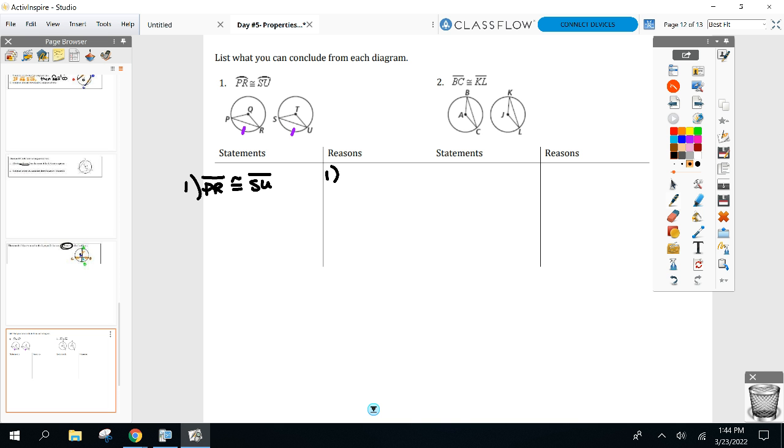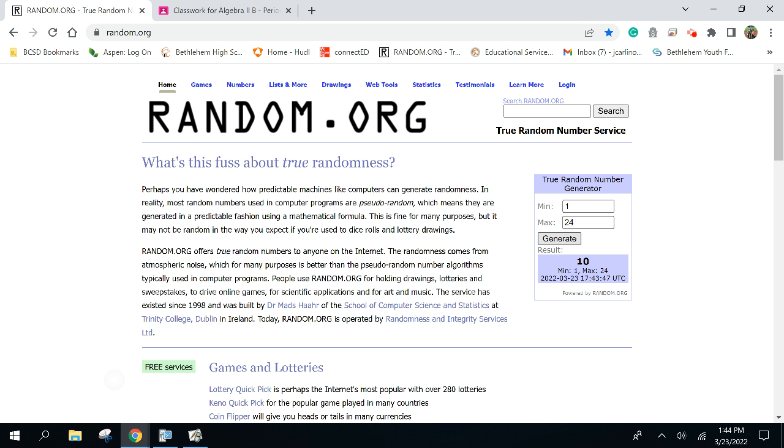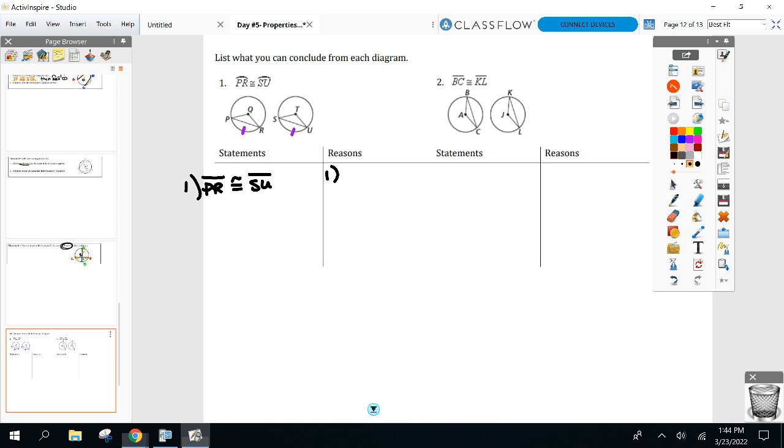What if I need this tomorrow in my proof? What am I going to write in the reasons column? What did you know? What was already given to you? What was given to you in this one? Ready, everybody? Congruent arcs, which I was given.